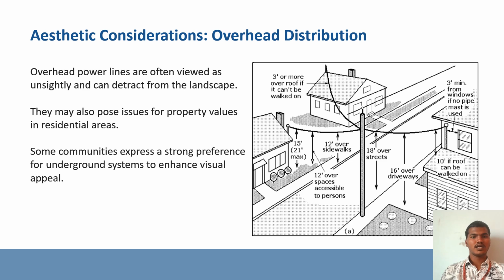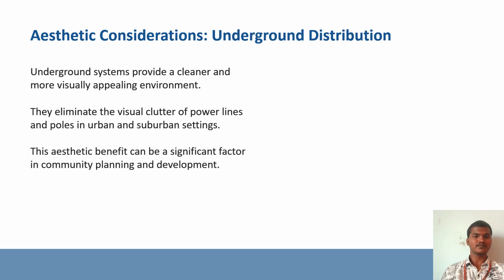Aesthetic considerations, overhead distribution. Overhead power lines are often viewed as unsightly and can detract from the landscape. They may also pose issues for property values in residential areas. Some communities express a strong preference for underground systems to enhance visual appeal.